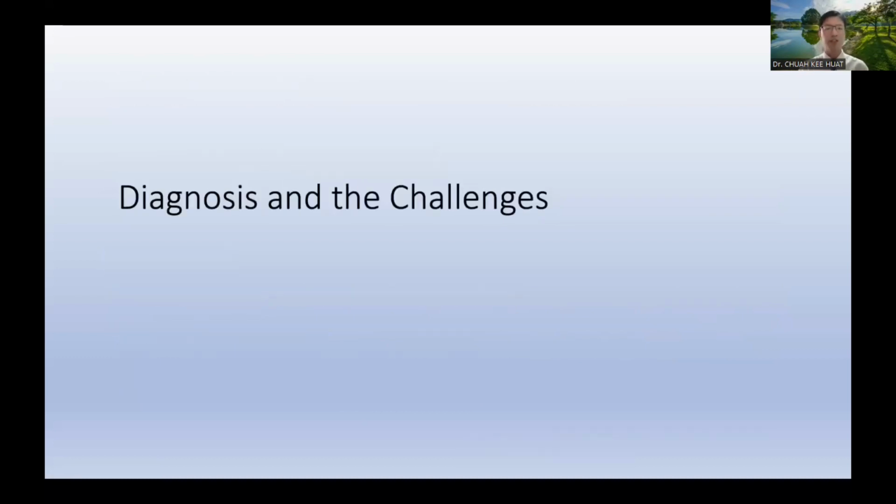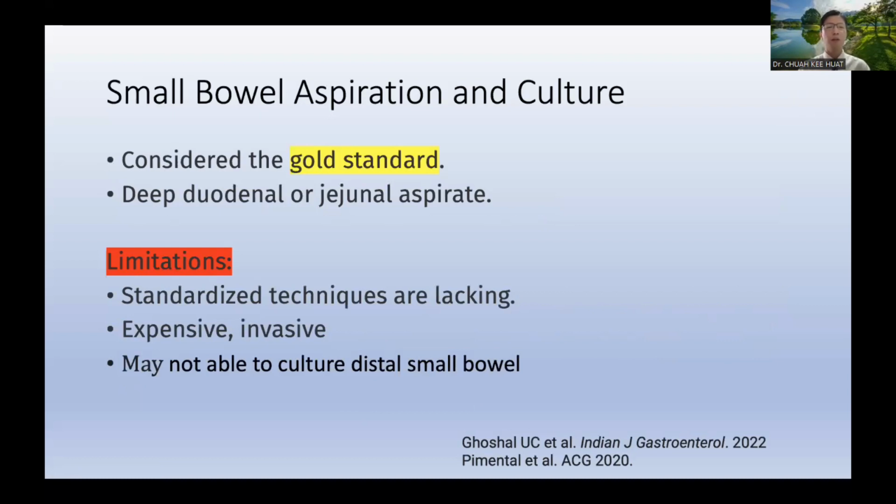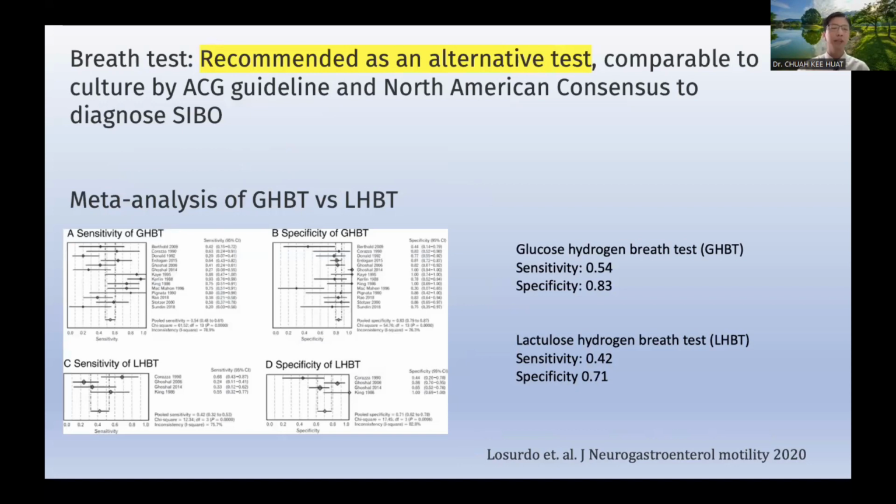Diagnosis and the challenges. Small bowel aspiration and culture is still considered the gold standard. Usually we will do a deep duodenal or jejunal aspirate. It's not difficult for us to do, but there are many limitations. For example, there are still no standardized techniques. It's expensive, invasive, and not easy to culture, especially in the distal small bowel, where our scopes are difficult to get into. In contrast, the breath test is recommended as an alternative test by the American College of Gastroenterology guideline and the North American consensus to diagnose SIBO.